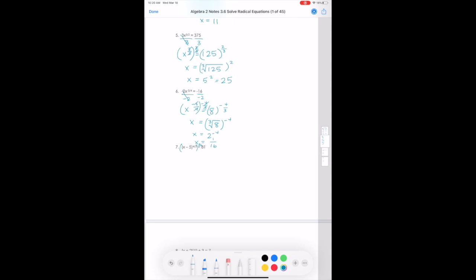Number 7, just very slight change. It's not just x to a power, it is x minus 5, but we do the same thing. Raise it to the power of the reciprocal to get x minus 5 by itself. And then we change to the 4th root of 81 cubed. The 4th root of 81 is 3, and 3 cubed is 27. And then add 5 to both sides, we get x equals 32.